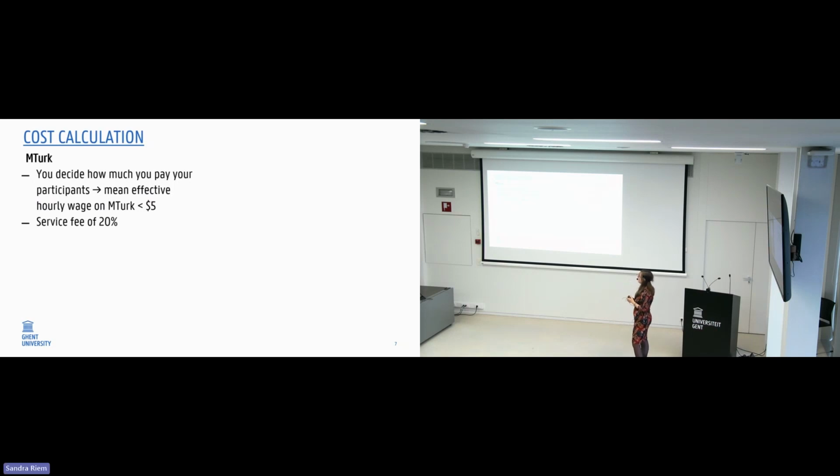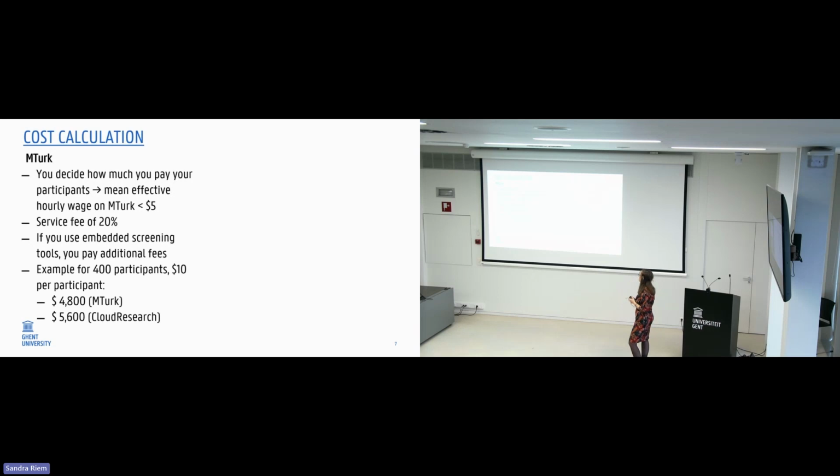A service fee of 20% you have to pay to mTurk, so that does not go to the participants, that goes to mTurk. If you use embedded screening tools, so that's what I told Jeroen a minute ago, then you pay additional fees. So if you want to have a select group of participants, you pay additional fees. For example, if you have 400 participants, let's say you pay them $10 per participant, the cost on mTurk would be $4,800. When you use CloudResearch, then it's more expensive, but you have high quality data. So that's up to you to decide what you want to do.